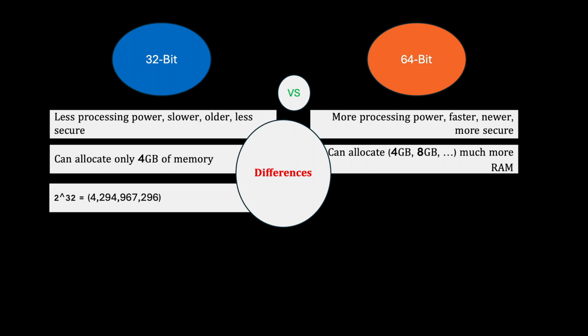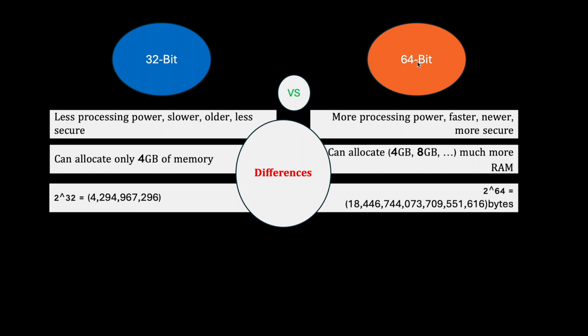By 32-bit, we mean 2 to the power 32, and it is equal to this number. The same for 64-bit, it is 2 to the power 64, and we get this value of bytes.